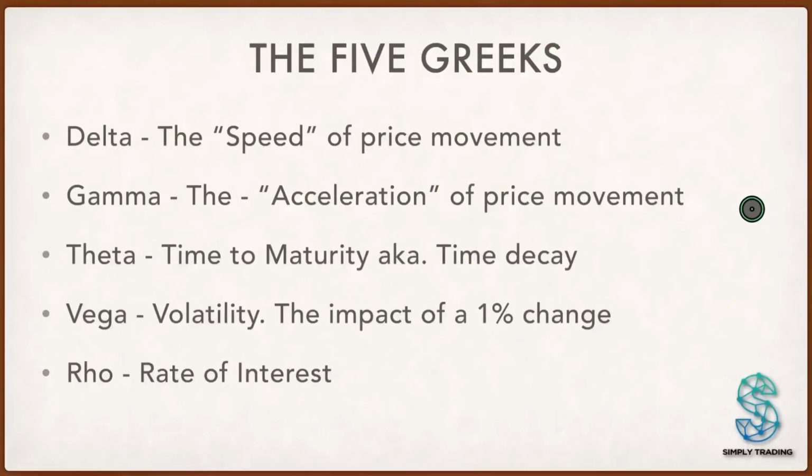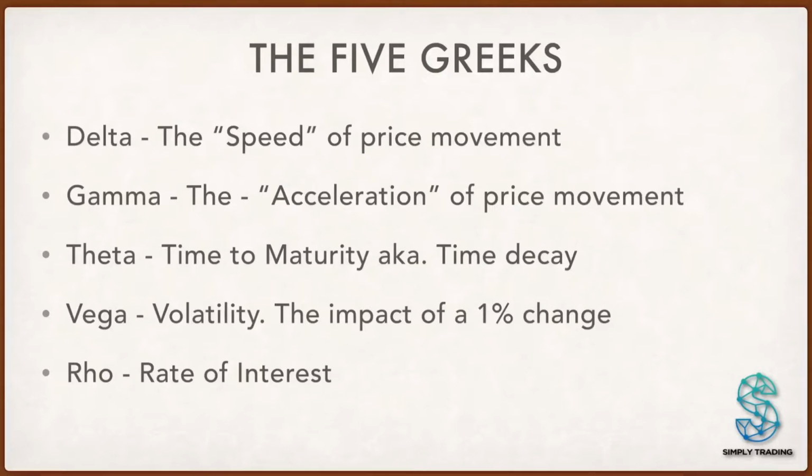The five Greeks that we're going to be talking about are delta, gamma, theta, vega, and rho. Delta is like the speed of the price movement. Gamma is the acceleration, you can say, of the price movement. Theta is the time to maturity of that contract, also known as the time decay. Vega is the impact of a 1% change in implied volatility. And Rho is the rate of interest.